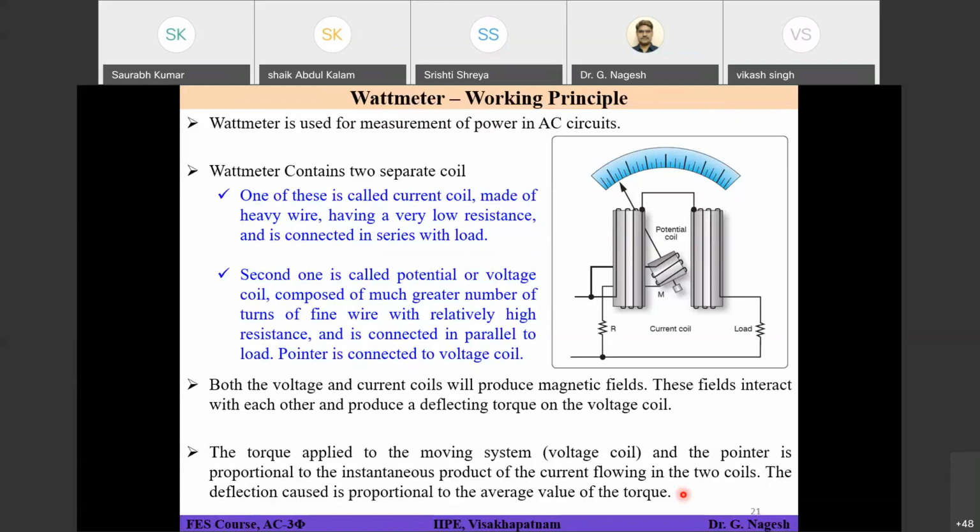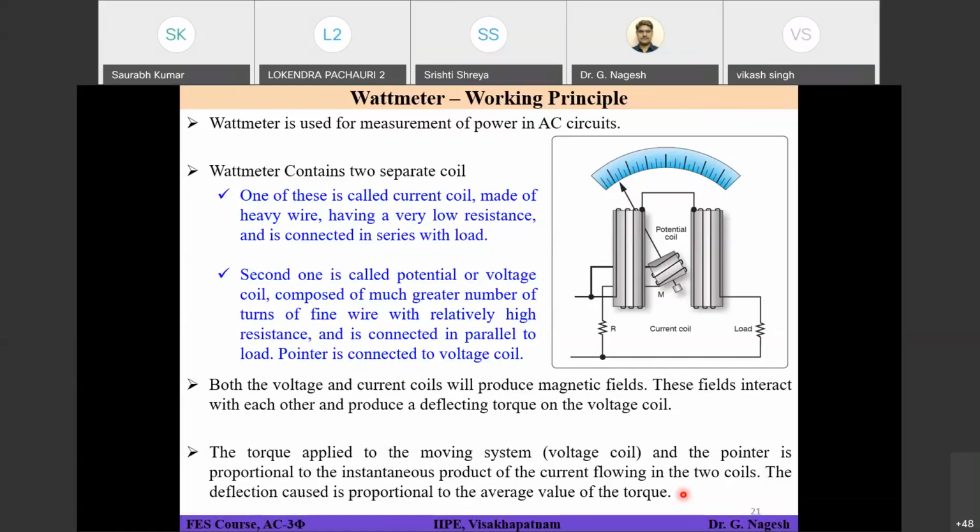Sir, why is the current coil made of heavy wire? See, heavy wire means thick wire. Thick wire means the cross-section area is required to be higher. Did you understand, or anything else?